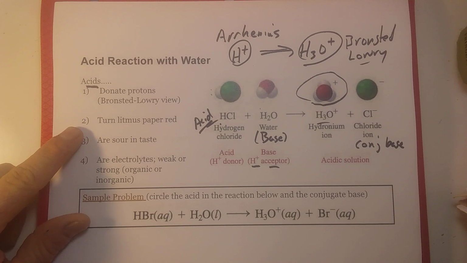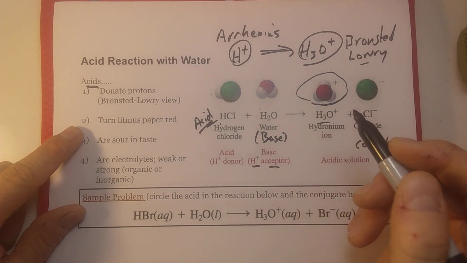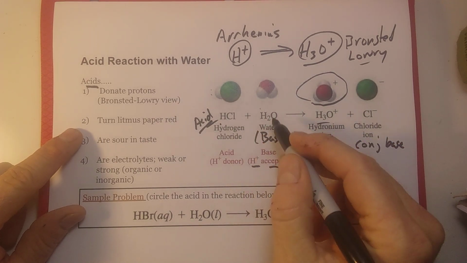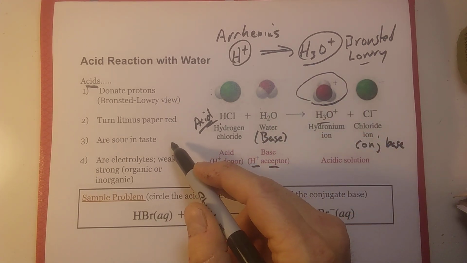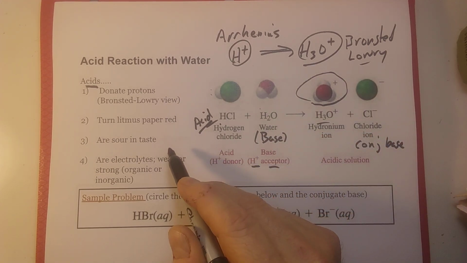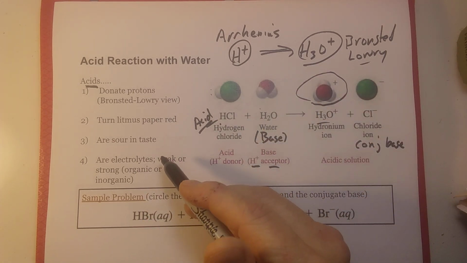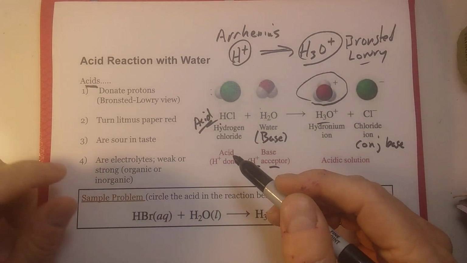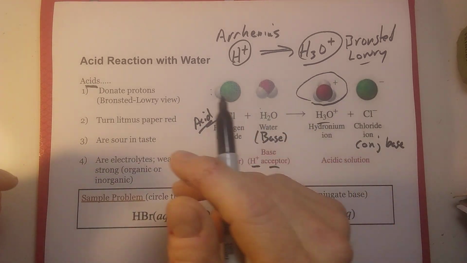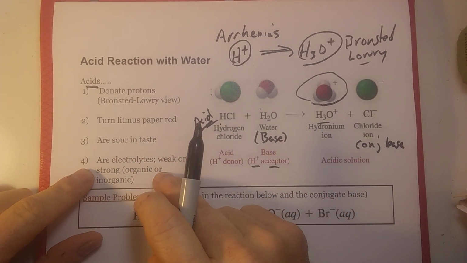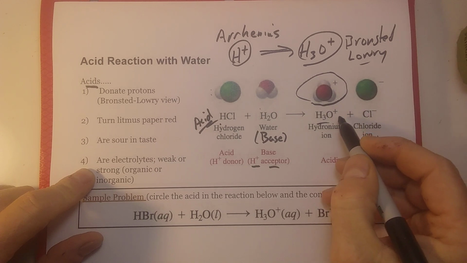Just some other facts. If we have litmus paper, we can check this solution made between HCl and water. And if it turns the litmus paper red, it's acidic. If it's blue, it's basic. So blue and basic kind of go together. Acids have a sour taste, vinegar would be an example. And they are electrolytes. Remember, we talked about electrolytes.